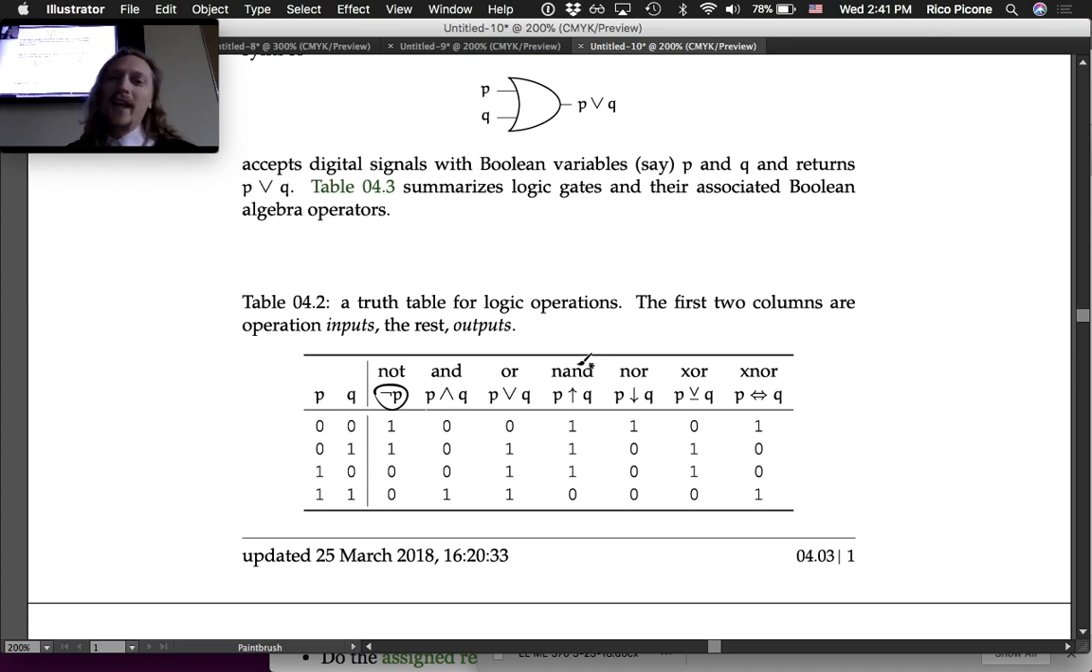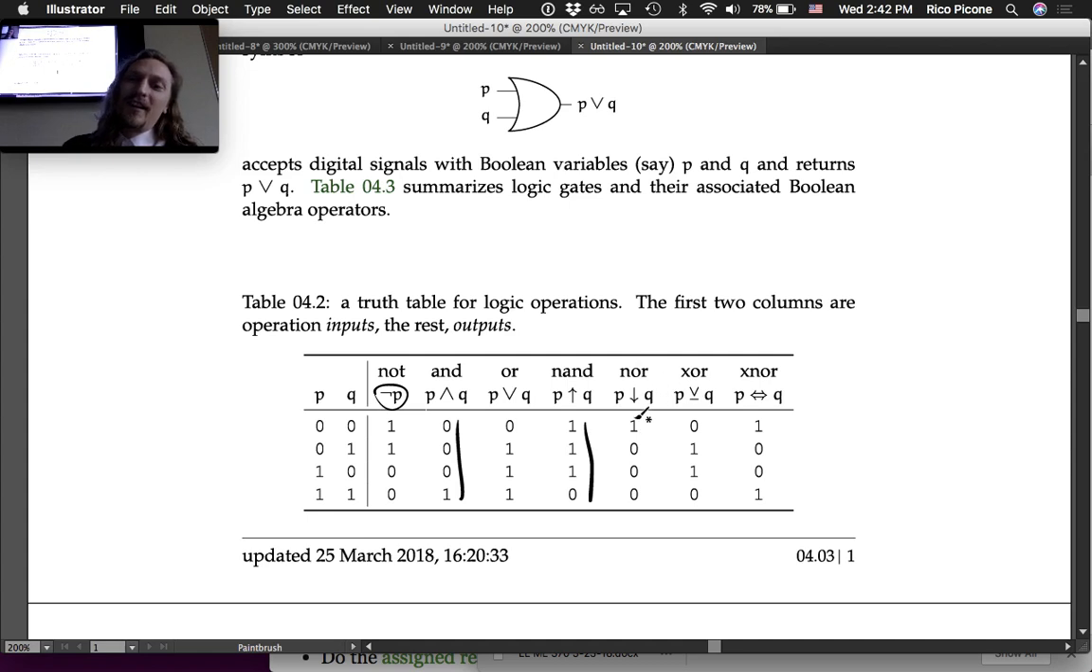So there's the NAND gate. If you look at AND, which is this one, and you look at NAND, you see that they're flipped. So it's the not AND. So you do AND and then you do not, and you get NAND. Not so bad. The symbol we use is the up arrow.